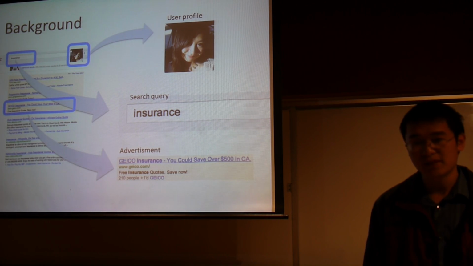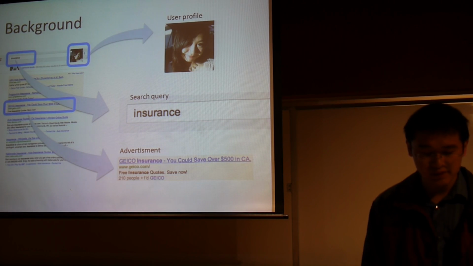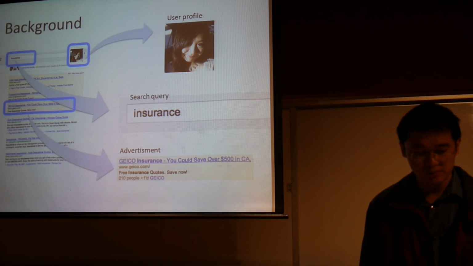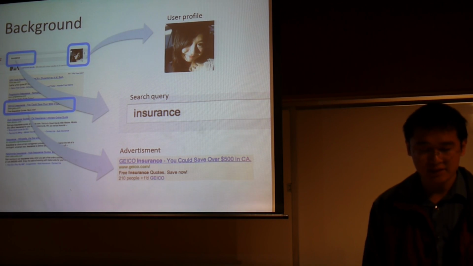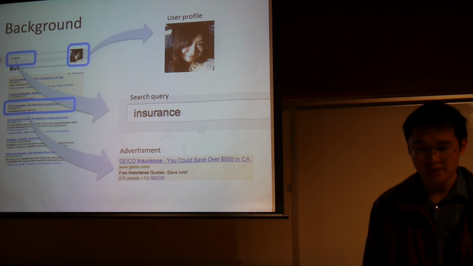This kind of information may include the gender and age of the user, or other personal information that the user provides to the search engine when he or she registers the account. So basically, the click prediction problem is a conditional probability model. We want to predict the probability that the click event happens under the condition of all this information we have.